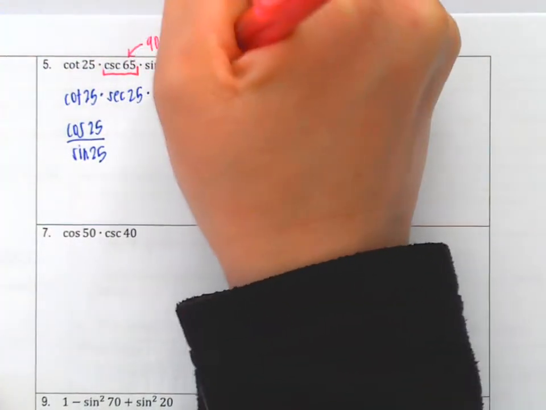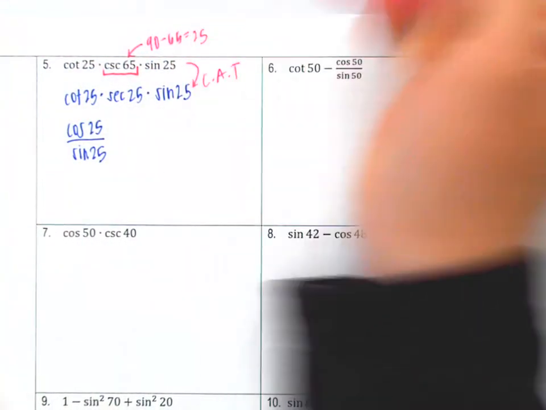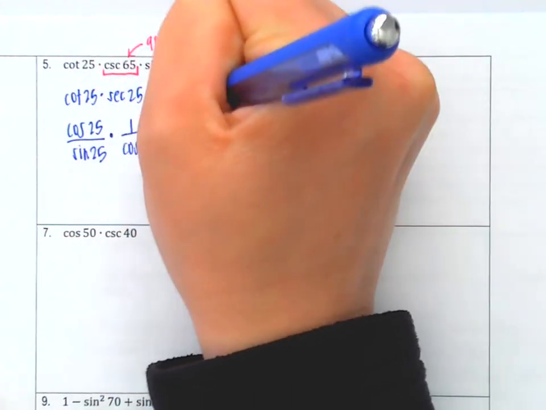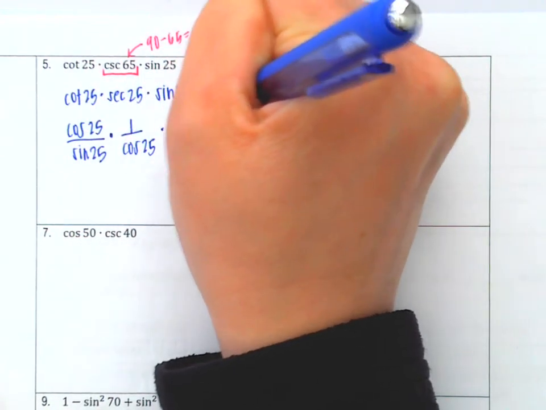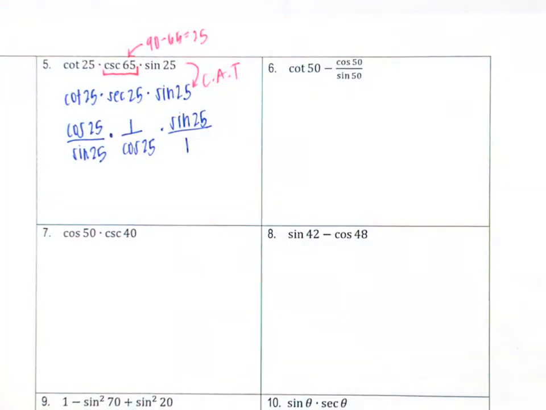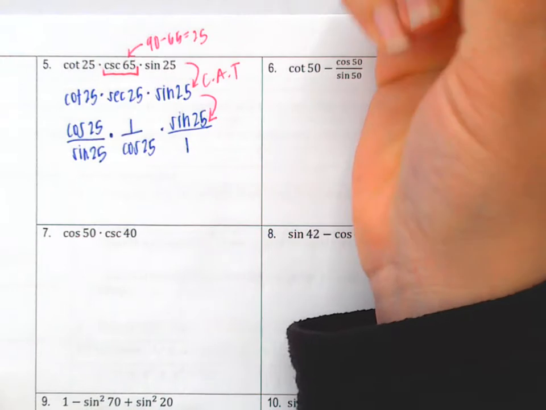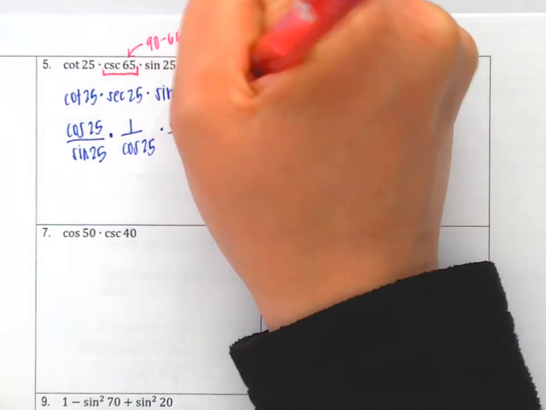This step was the complementary angles theorem, and now we're going to be using 2 actually. And then secant we know is 1 over cosine. And then sine, we're just going to keep as is, but I'm going to put it over 1 because everything else was a fraction. And so to get from here to here, I used my quotient and reciprocal identities.